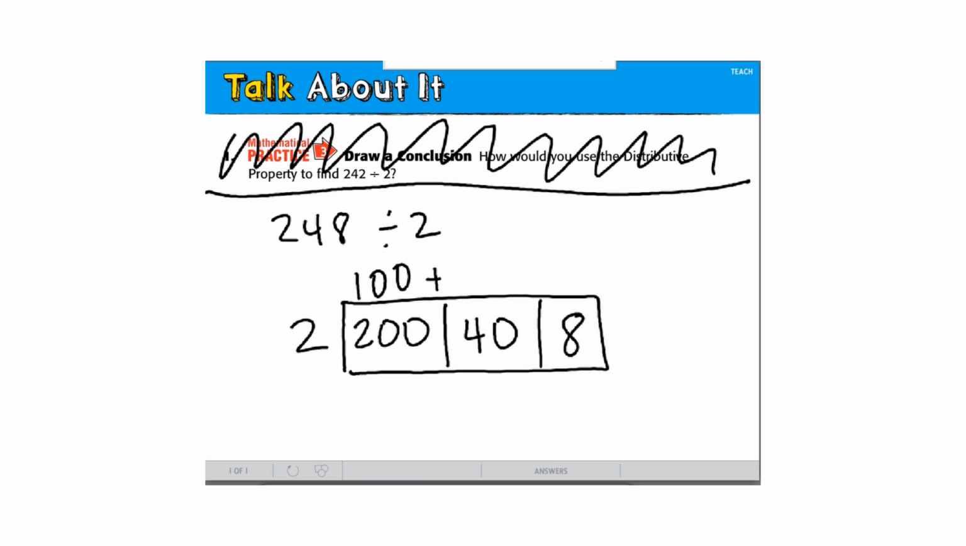So now I'm going to divide 2 into 40. So how many times does 2 fit into 40? 20 times. And then the last one is 2 into 8. What is that one? 2 goes into 8 4 times. So now I'm going to add them all up. 124.